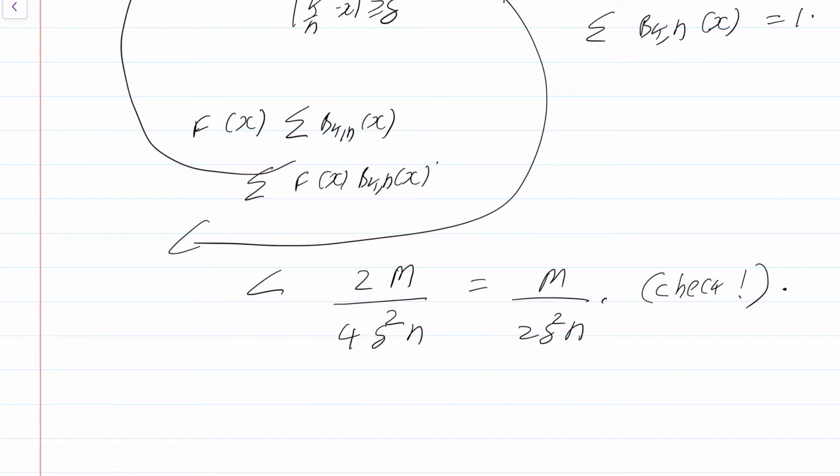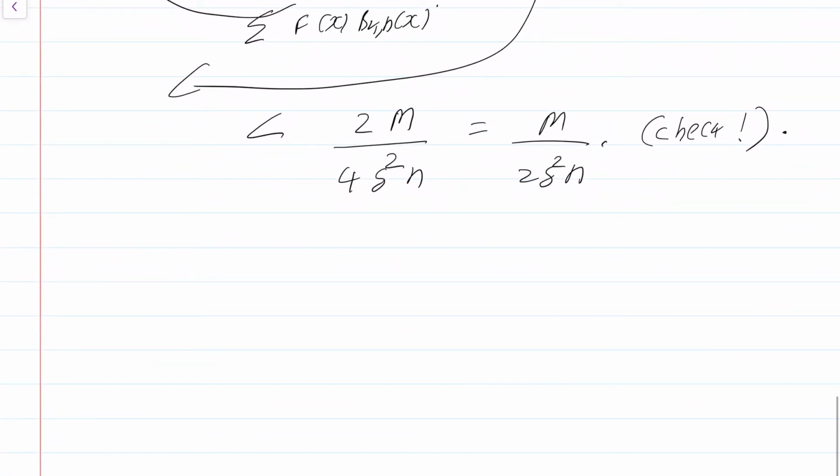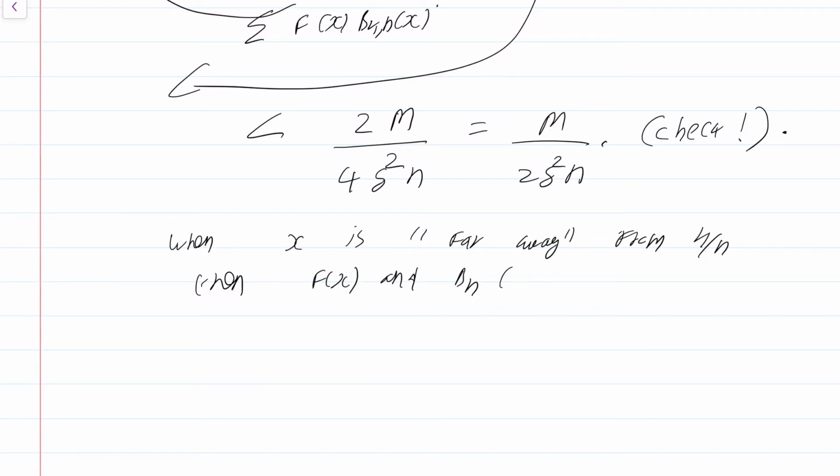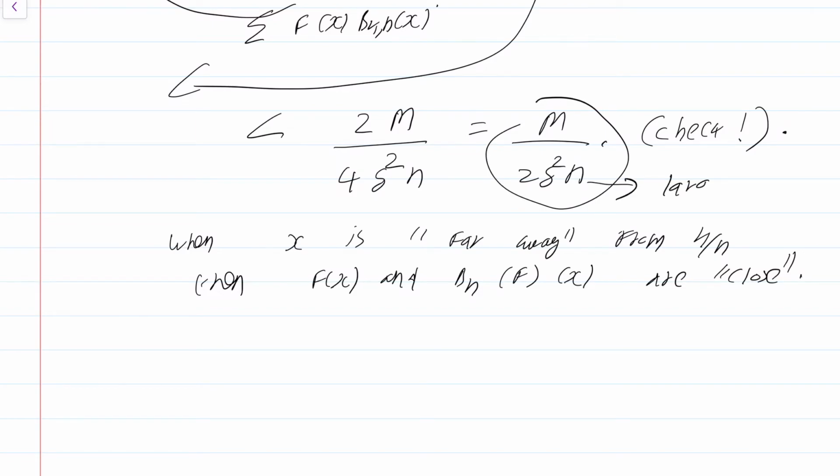Okay, so what we have now established is that when x is far away from k by n, then f of x and Bn f of x are close. All we have to do to make Bn of f close to f of x now is to make this n large. If you make n large, then we will get that Bn f x and f of x are very close to each other.